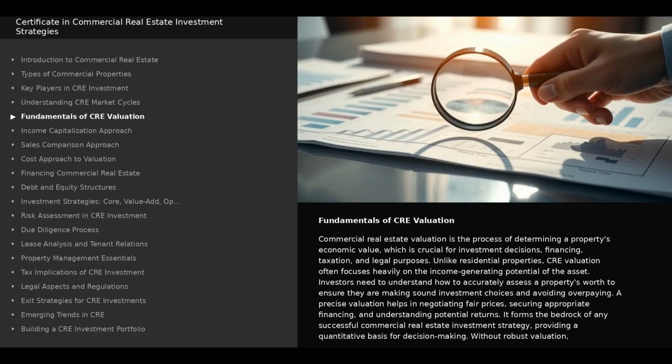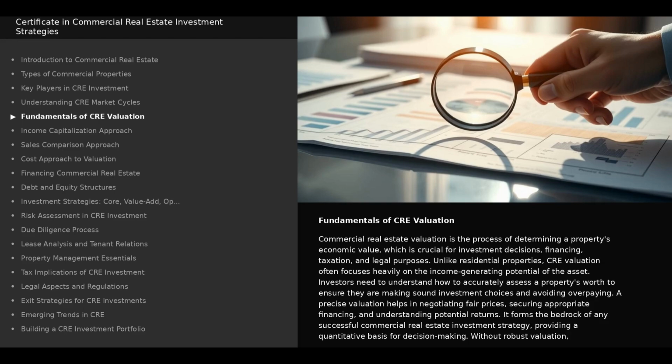Fundamentals of CRE valuation. Commercial real estate valuation is the process of determining a property's economic value, which is crucial for investment decisions, financing, taxation, and legal purposes. Unlike residential properties, CRE valuation often focuses heavily on the income-generating potential of the asset.